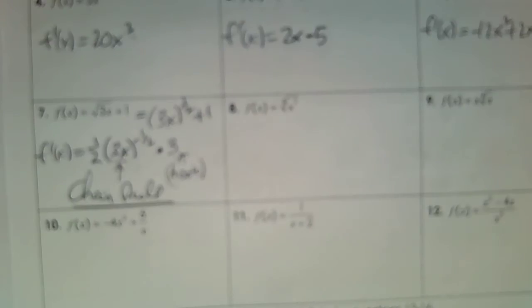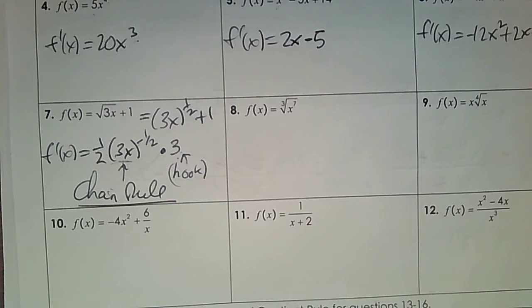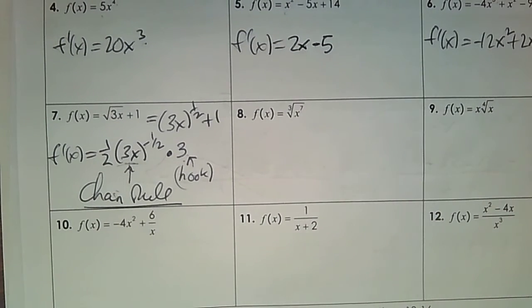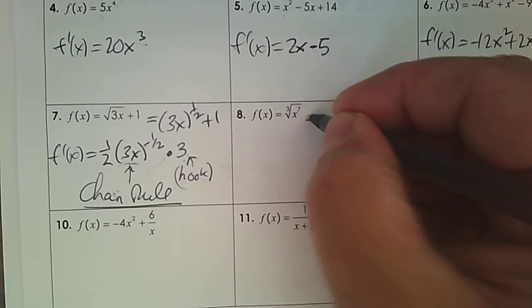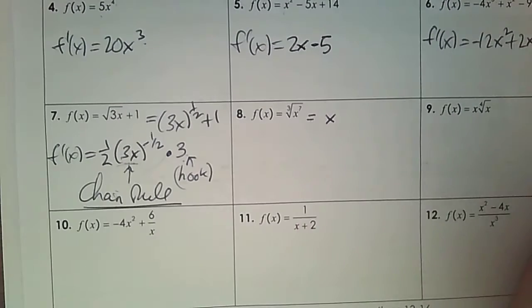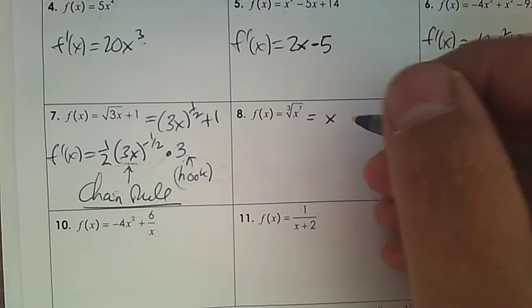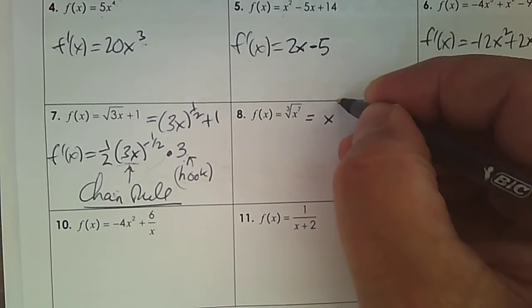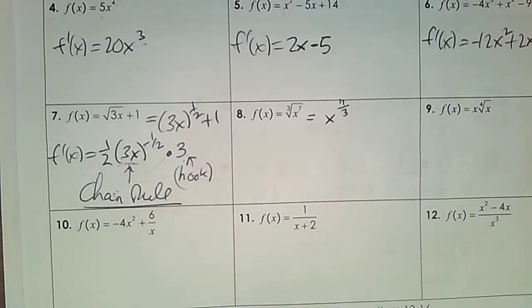Now, if the derivative of the base is 1, then we don't need that hook. But if the derivative is something other than 1, then we need the hook. So let's try this one. First of all, calculus friendly. How do I write that as a fractional exponent? 7 is the numerator and 3 is the denominator.